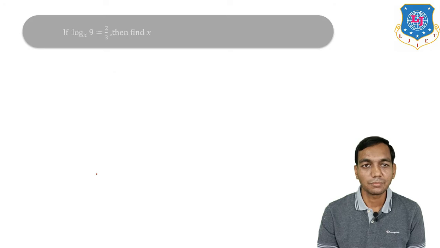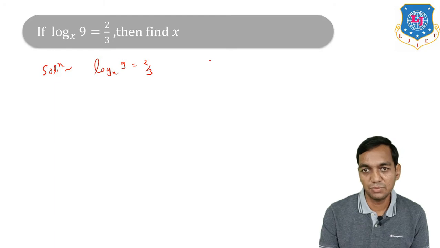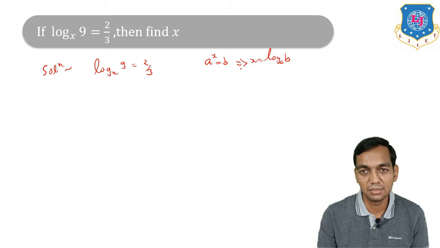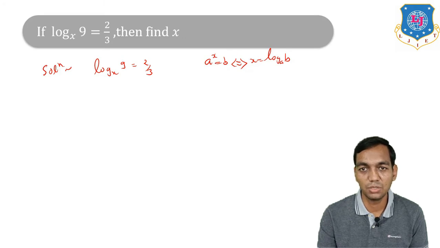Done? Okay. Now we are going on to the solution. You have given that log 9 base x is 2 by 3. Now you have to find the value of x. First we have written that a raised to x is equal to b implies x is equal to log b base a, correct? So this is a both-side true equation, both ways true. That means you can write the double implies this way and this way. So from this one you can go to this one, and from this one you can go to this one.